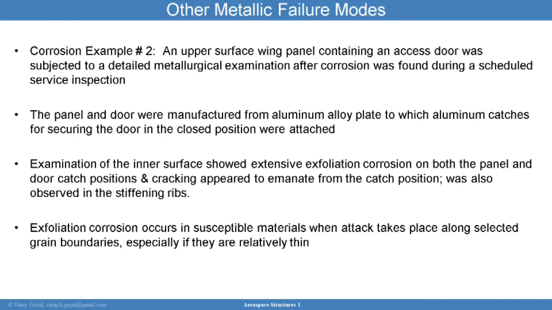And so examination of the inner surface showed extensive exfoliation corrosion on both the panel and the door catch positions, and cracking appeared to emanate from the catch position. And that was also observed in other areas of the aircraft, such as the stiffening ribs. So exfoliation corrosion really occurs in materials that are susceptible to this type of corrosion when attack takes place along selected grain boundaries, especially if you're really talking about relatively thin materials.